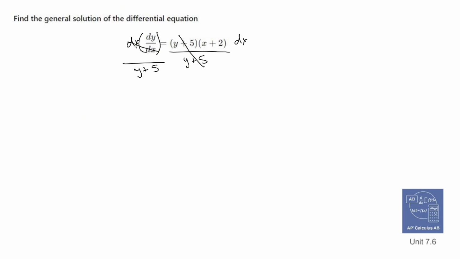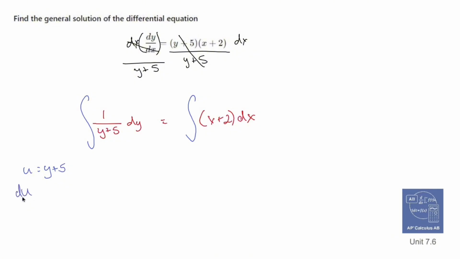What I'm left with on the left side is 1 over y plus 5 dy, equal to x plus 2 dx. Now, in order to make those dy's and dx's go away, we have to integrate both sides with their respective y and x values. The left side is going to require u substitution. Let u equal y plus 5. Then du/dy would equal 1, how nice. Multiplying both sides gives us du equals dy.